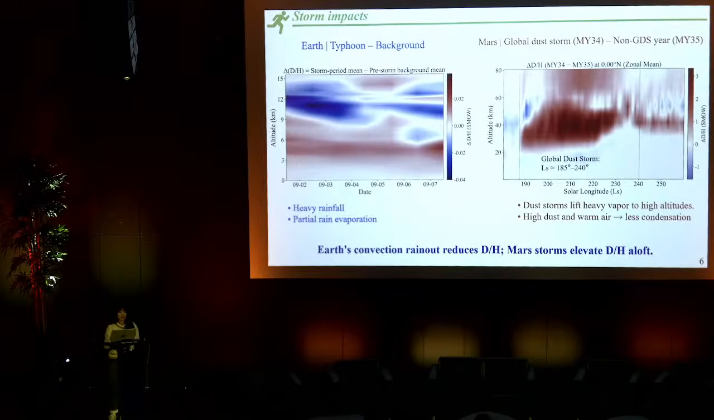It's because the dust storm lifts heavy vapor to higher altitude, and the high dust and warm air result in less condensation, so the heavy isotope can remain in the vapor. And because there is no liquid on Mars, there is no raindrop evaporation. So this process will enrich the surrounding vapor. In addition, the ice sublimation effect also becomes stronger during the storm.